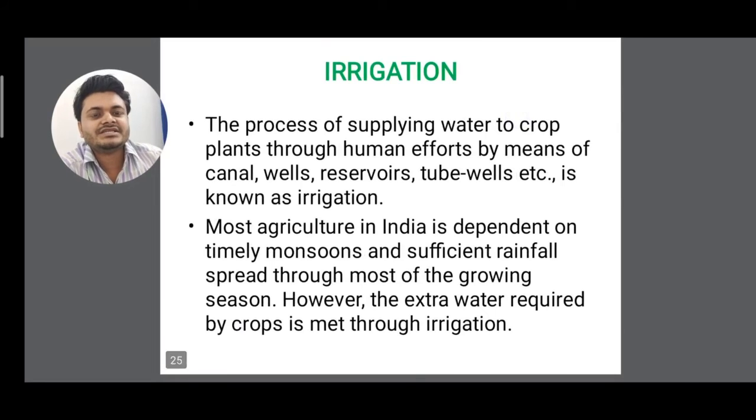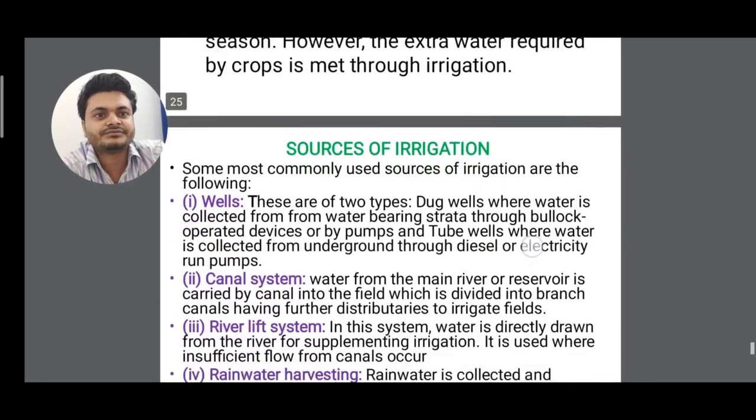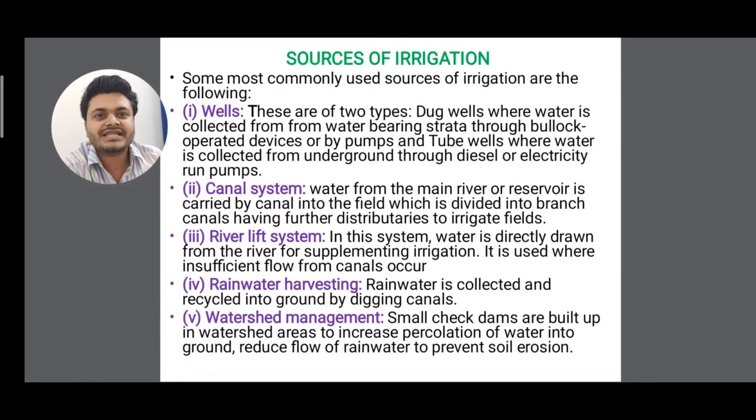Now, what is irrigation? It is a process of supplying water to crop plants through human efforts by means of canals, wells, reservoirs, tube wells, etc. That is known as irrigation. Clear? Most agriculture in India is dependent on timely monsoon and sufficient rainfall spread through most of the growing season. However, the extra water required by the crops is met through irrigation. Now, what are the sources of irrigation? Like well, canal system, river lift system, rainwater harvesting, and watershed management.